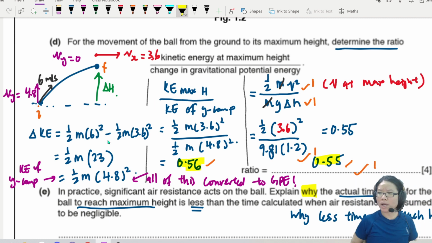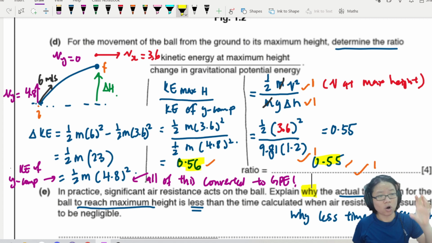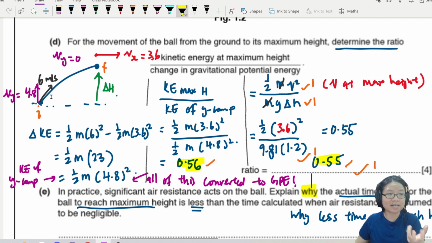So you may be wondering, why magic? No la. All the KE that was lost, remember, this is the initial KE, half m times 6 squared. Okay, I minus what is left behind. So I find the change in KE. This change in KE, which is the decrease in KE, is the KE that is missing. On one side, when I start, I have half m times 36. When I end, I have half m times 3.6 squared. So 4.8 squared is left behind. Okay, so right now, if you look at this, since all of this is converted to GPE.